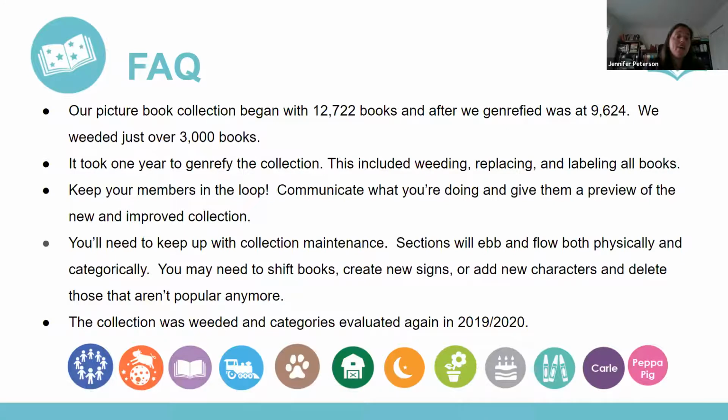And then I weeded again and evaluated categories again just this past year. So it was there for about 3 years before we started reevaluating everything again. And I'm always in there looking at things, so I would say definitely keep up with that. Let's see, what else can I tell you? We have a "more" category, which I think is really helpful.